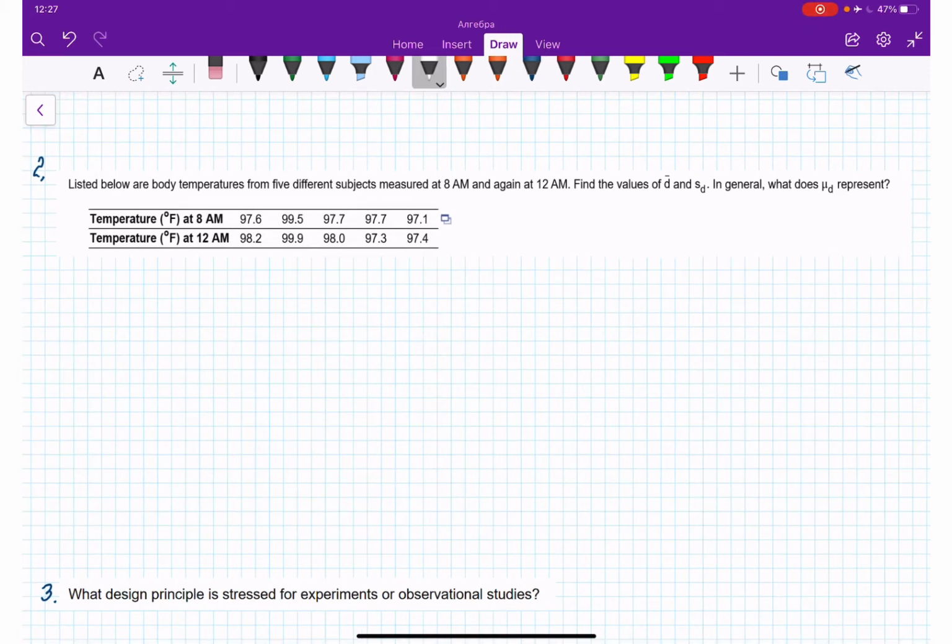Okay, D bar is a mean value, average of these two data, temperature of these two dependent data, temperature at 8 a.m. and temperature at 12 a.m.